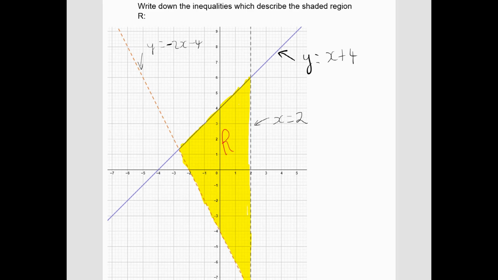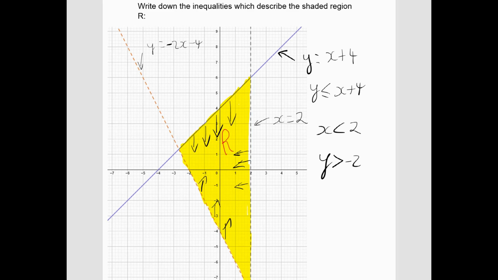And again, we consider, are we above, to the right, to the left, or below the lines? If we look at the blue line again, we are clearly looking at points which are below that line, or on the line because it's solid, so we are interested in y is less than or equal to x plus 4. We're interested in points which are to the left of the line x is equal to 2, so we want x is less than 2. And again, it's because it's a dotted line that we have the strict inequality. We're interested in points which are above the orange line, so that's going to be y is greater than minus 2x plus 4. And these three inequalities would successfully describe the shaded region R.